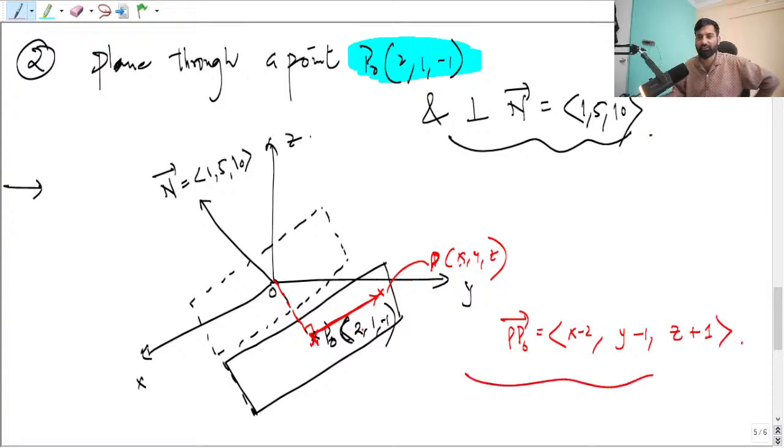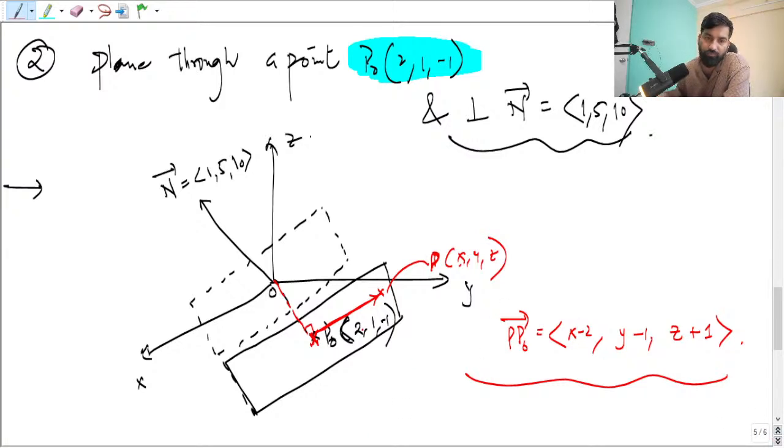I think this is clear, right? This time, my plane is not passing through the origin. My plane is passing through a point P naught, that is (2, 1, -1). I think this is clear for all, right? So please do remember these points. So this is P naught.